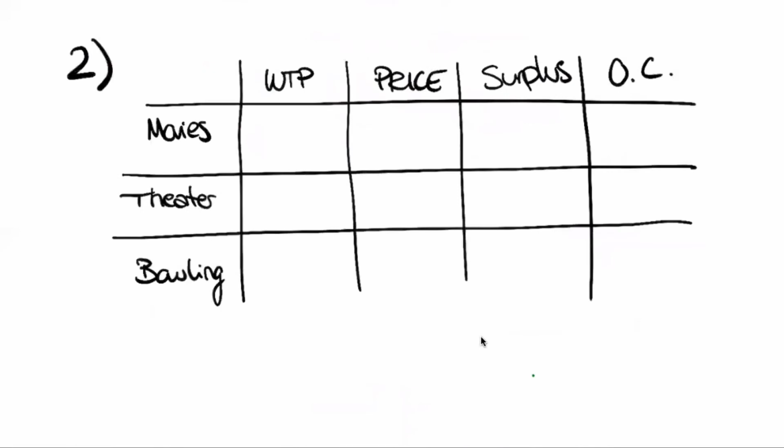And this time, we look at it from an individual point of view, like I will take myself, for example. So I have a choice between going to the movies or going to the theater or going bowling. And my willingness to pay, that I denote WTP here, for each of these activities is 25 for the movies, 40 for the theater, and 10 for the bowling. I don't really like it. And the actual prices are 15 for the movies, 38 for the theater, and 12 for the bowling.